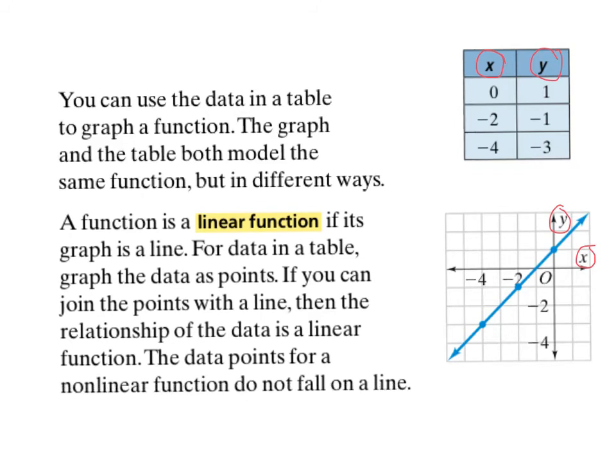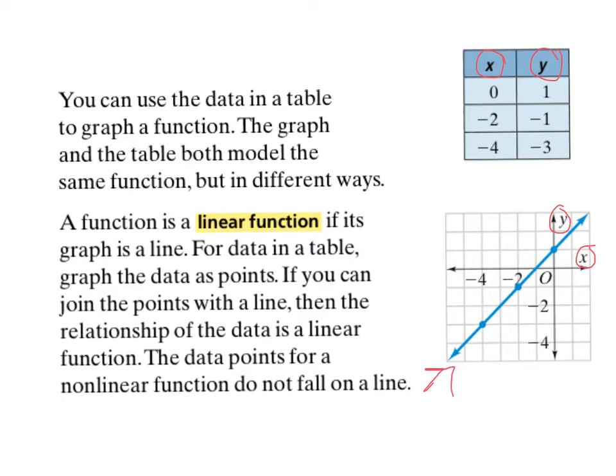Now, a function is a linear function if its graph is a line. So if it wasn't a line, or if it was a curve, or if it wasn't straight, it wouldn't be a linear function. So for data in a table, you graph the data as points. If you can join the points with a line, like this one, then the relationship of the data is a linear function.